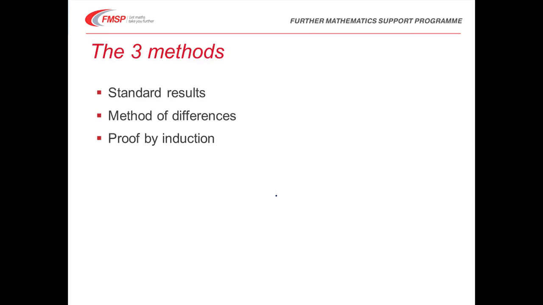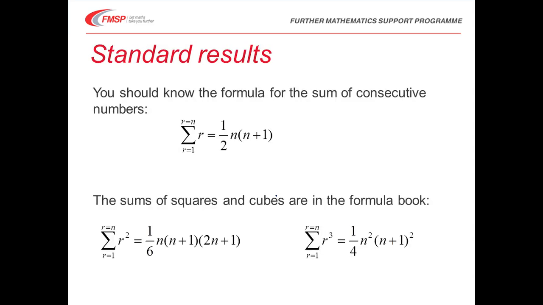So the three methods that you need to be confident with. We'll look at each of these in turn. For standard results, you should know the formula for the sum of consecutive numbers. That's the formula for triangle numbers, of course, and you need to memorise that one. The sums of squares and cubes are in the formula book. Do make sure that you copy carefully when you need to use them.